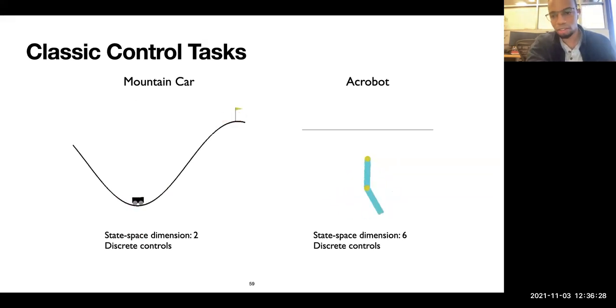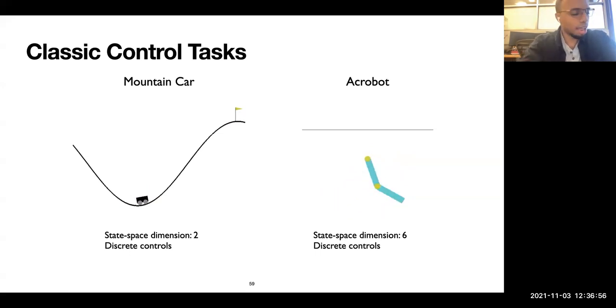And we also have Acrobot. We have a two-link chain arm, and here the goal is to get the bottom of the arm up until this black line. We chose these two tasks for a variety of reasons. One, they're de facto tasks that are usually used to benchmark reinforcement learning implementations. The second thing is both of these have attractor dynamics. In Mountain Car, there's an attractor at the bottom of this hill, and for Acrobot, the attractor is just the agent staying still.